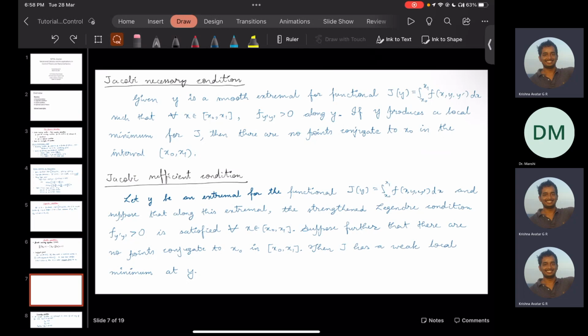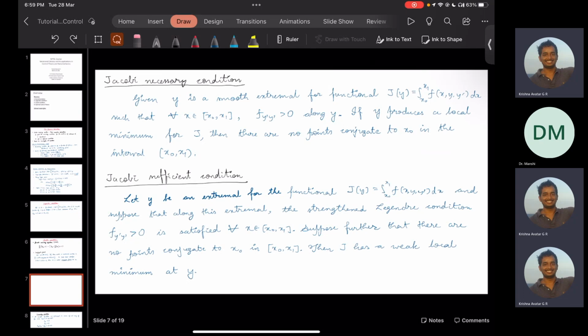Okay, so the sufficiency condition. The Jacobi sufficient condition says that let y be an extremal for the functional j of y. Before that, let's describe the Jacobi necessary condition. If f y prime y prime is greater than 0 along y, and y produces a local minimum for j, then there are no points conjugate to x naught in the interval x naught x1. And later we'll talk about how to determine the conjugate points.